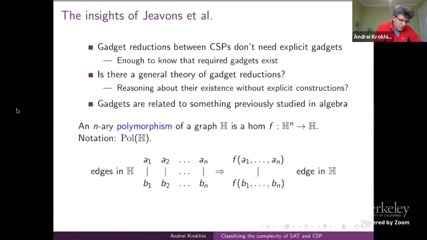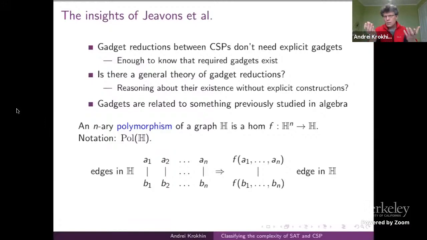So all polymorphisms of H are denoted like this, and you can represent this pictorially. If you have n edges in H, an edge from A1 to B1, from A2 to B2, and so on, from An to Bn, and then you apply f to one side of the edges and to the other side of the edges, you get again two elements in H, and there must be an edge between them. So this is what it means to have a polymorphism of a graph.